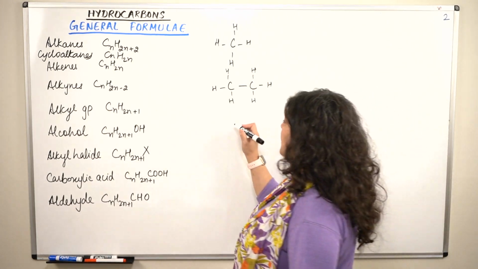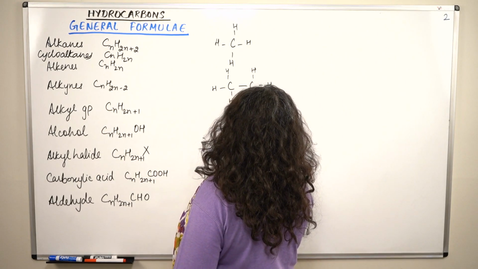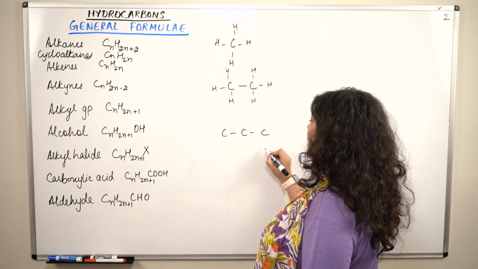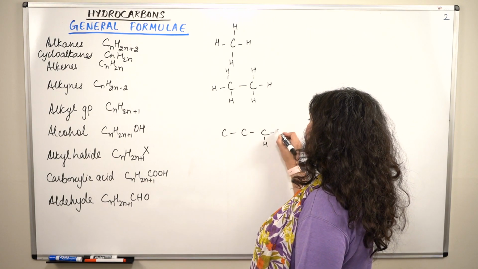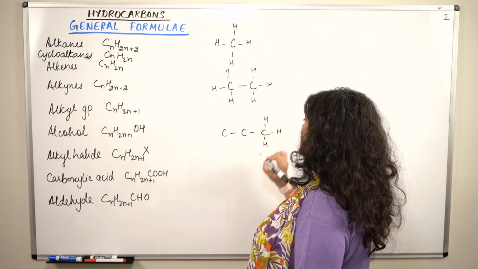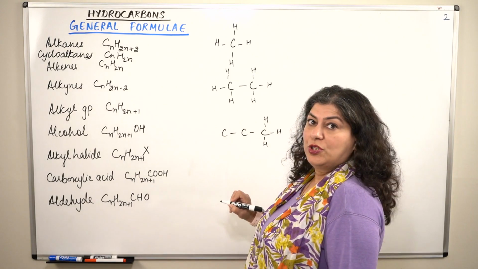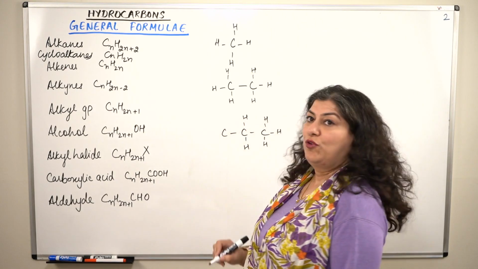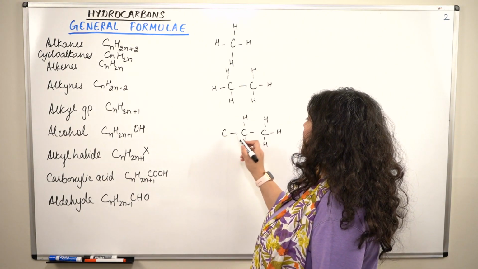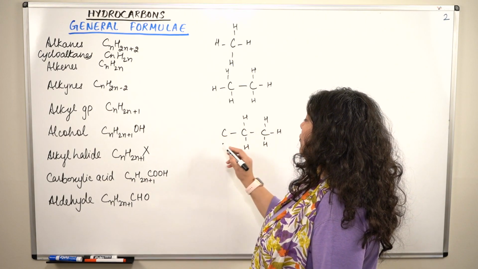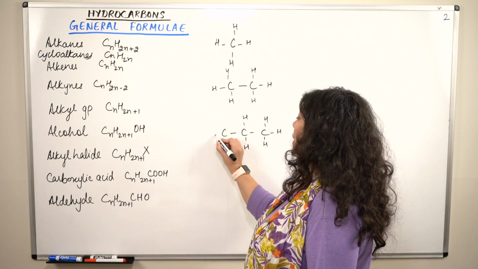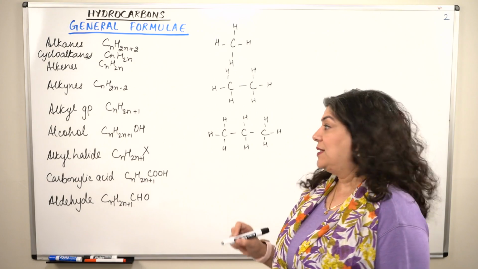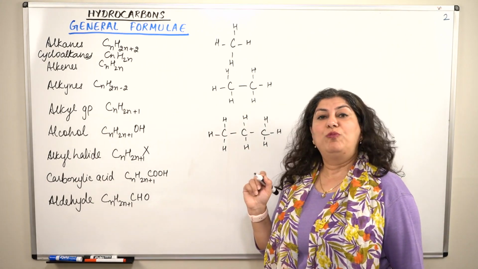The third member is C-C-C. There are 3 carbon atoms. Now, this carbon is forming 1 bond, so it needs 3 more hydrogens to complete 4 bonds. This carbon is forming 2 bonds, so it needs only 2 more to complete 4 bonds. This is forming 1 bond, so it needs 3 more. So 3, 2 and 3. So what do you understand from this? That every carbon is forming 4 bonds.